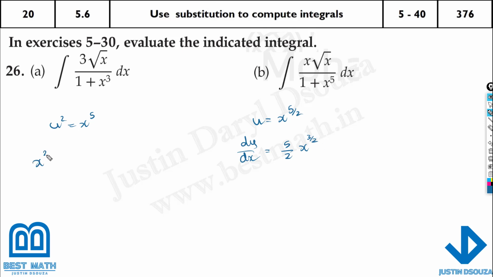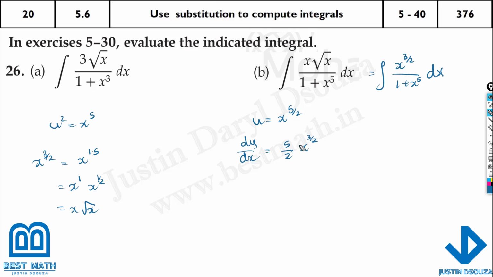But what exactly is x raised to 3 by 2? It is 1.5. So this means there is one whole of x and one half of x. So that is x and square root x. Or over here, if you simplify this, it's much easier. In the numerator, this is equal to the integral of x power 1 and power half, that's going to be 3 by 2 or 1.5, divided by 1 plus x power 5 dx.